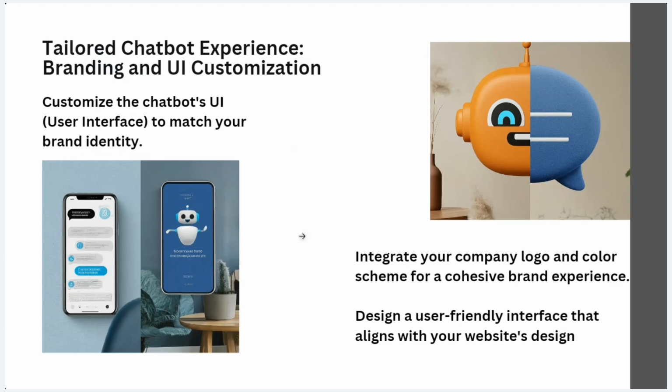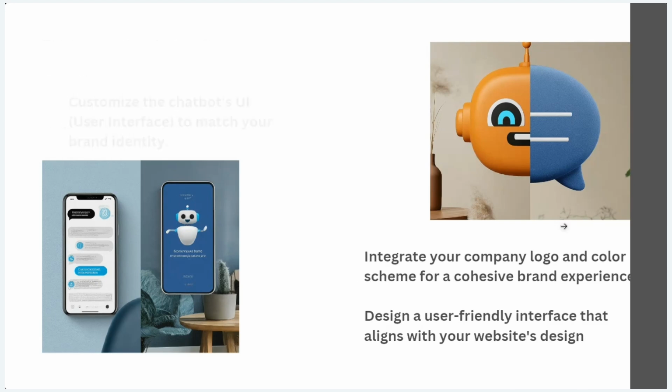The first one is customizable UI. You can customize your chatbot's UI according to your company's logo and the colors which your company prefers. And you can even add your company's logo in it. And you can also additionally add a CSS script which can wholly change the chatbot UI.